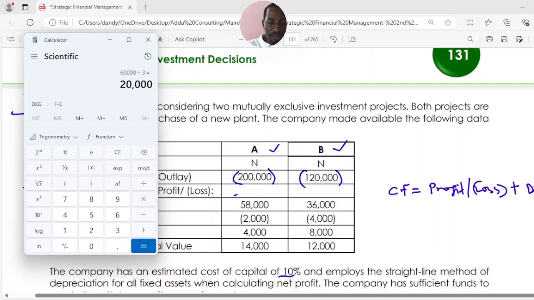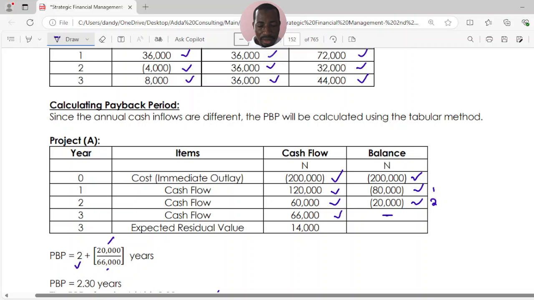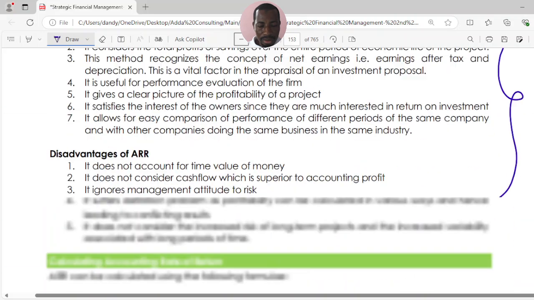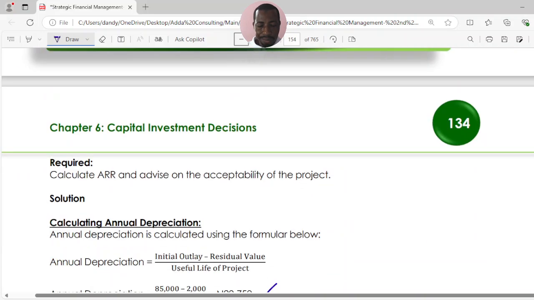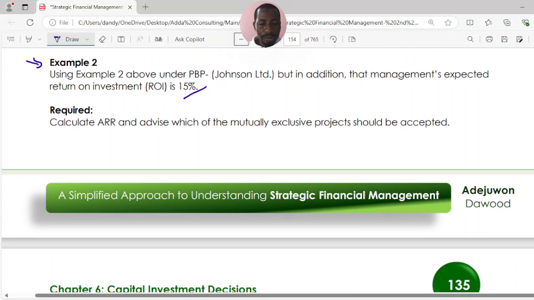For project B, for example, 36,000 plus or minus 4,000 loss plus 8,000 profit. That's 40,000. So 40,000 divided by the useful life of 3 years. That's what produced 13,333. So that's that. So with this, let's quickly go and solve the question.